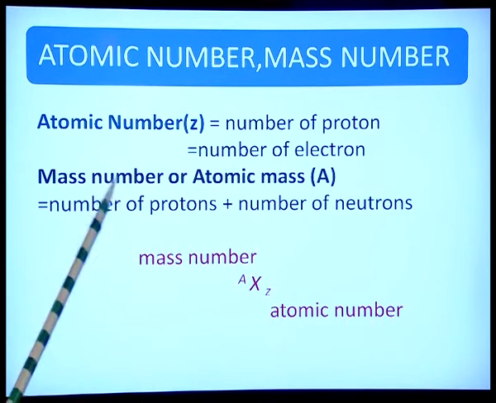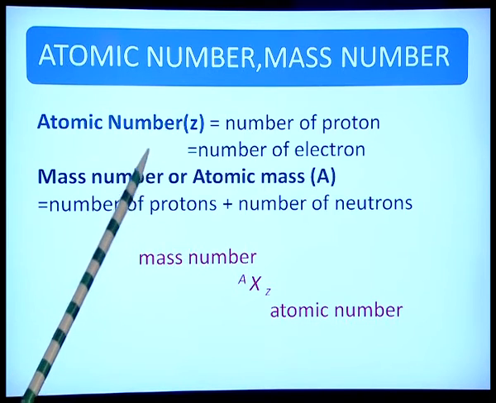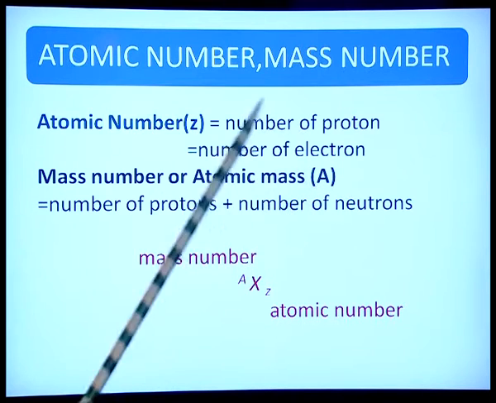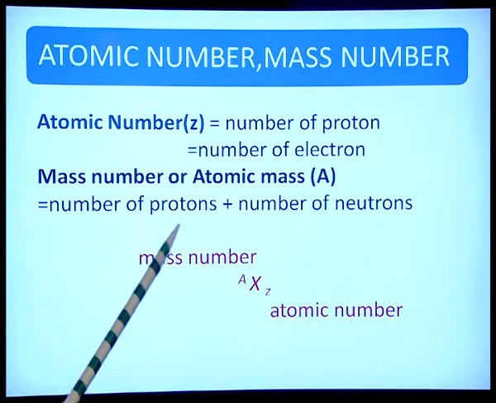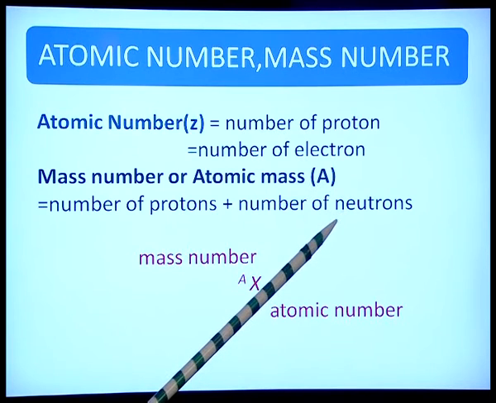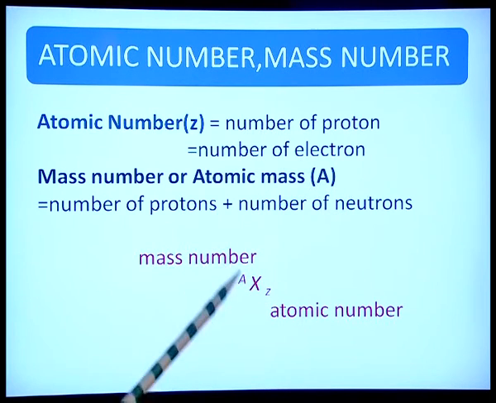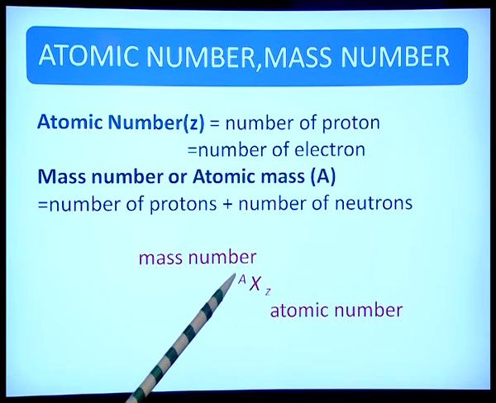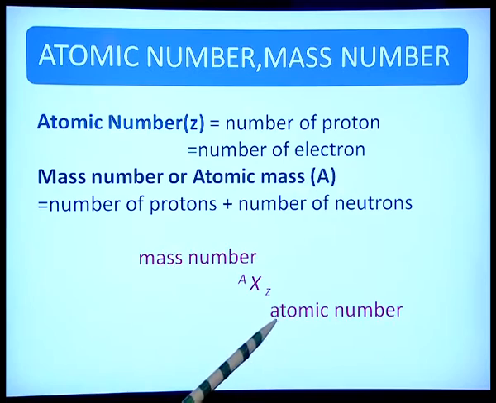What is the mass number? Mass number is also called atomic mass, represented by A. It is the total number of protons and neutrons in an atom. This is the representation of an element. X is your element symbol. Suppose we are talking about fluorine, it will be represented by F. A is the mass number and Z is the atomic number of an element.